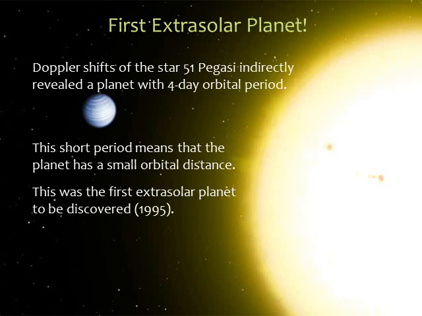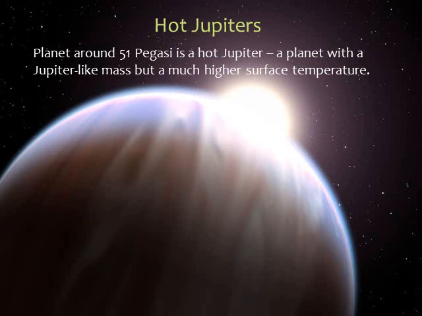At distances so close, the planet must be very hot. In fact, the planet orbiting 51 Pegasi is an example of what is known as a hot Jupiter, a planet with a Jupiter-like mass but a much higher surface temperature.